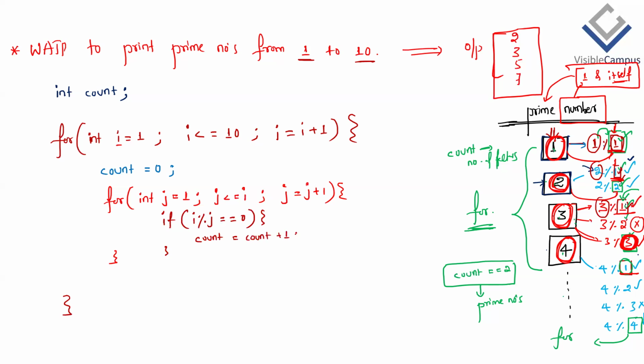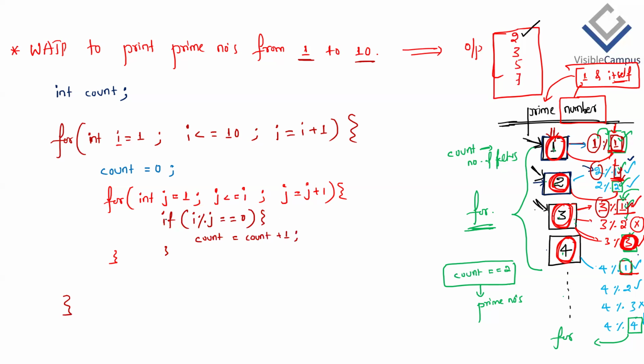Increment the count by 1 every time the condition is true. Then the next step, where we have to print it. Assume that this inner for loop is giving the count. Before we go for the next i value, we have to check whether it's a prime number or not. Do we need to check or not? Yes, we have to check it. After counting for 2, we have to check and print whether it's a prime number or not. Then only go for the next number.